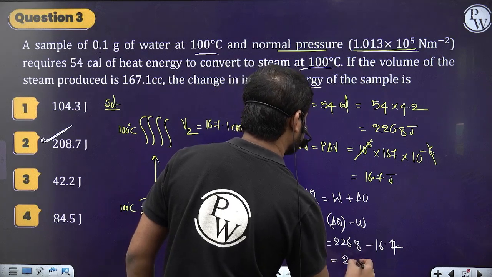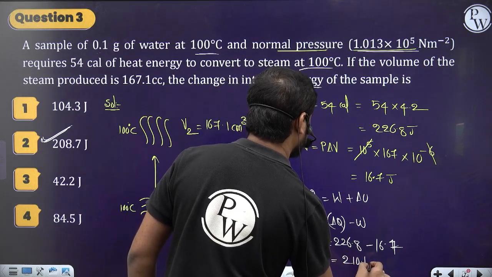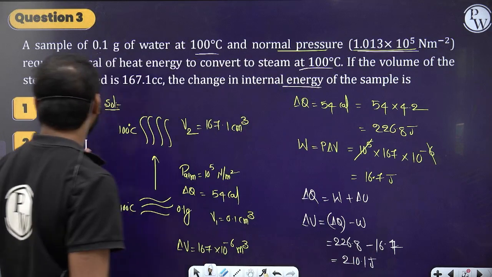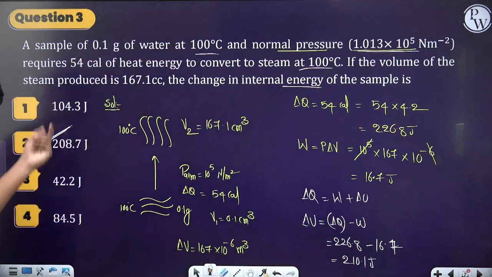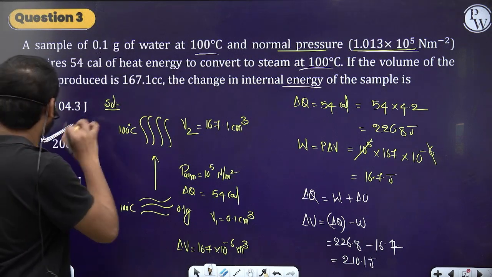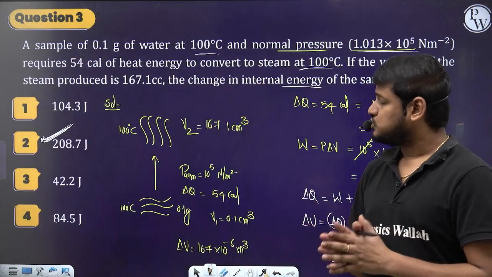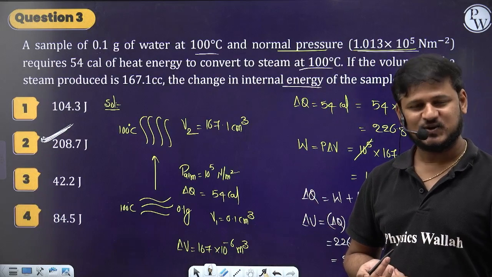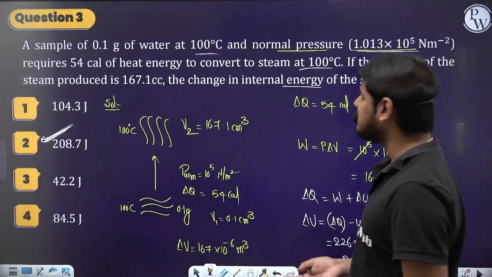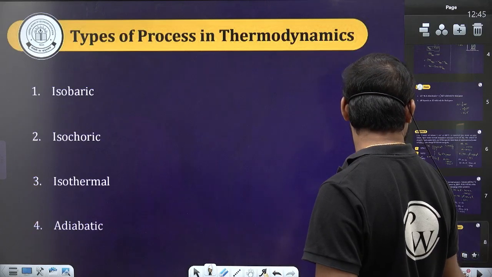So this is 210.1 joules. The closest option I can choose, because the options are a bit far, right? So option 2 is the correct one, guys. Understood? You should understand the procedure first. Okay, done. Next, what do we have?